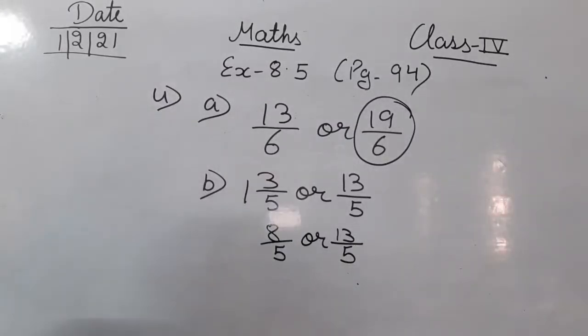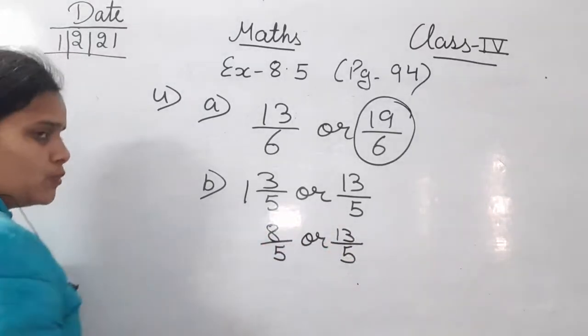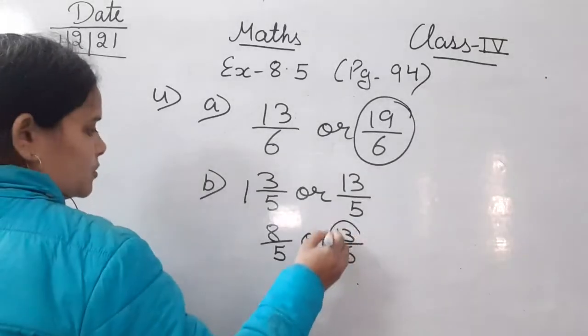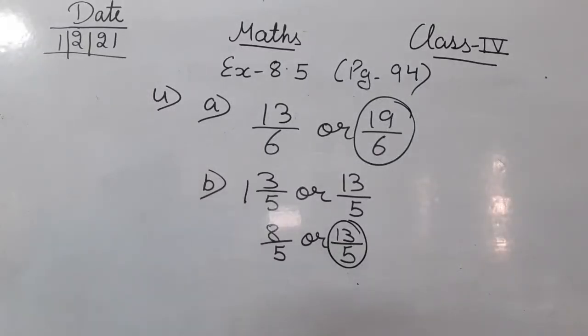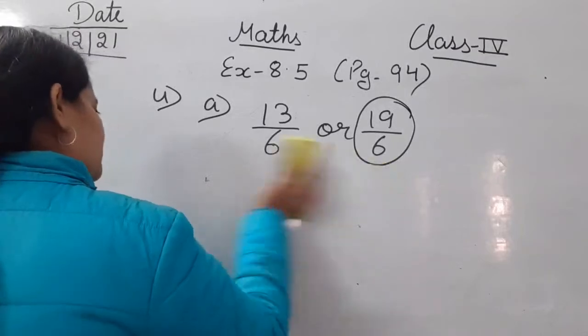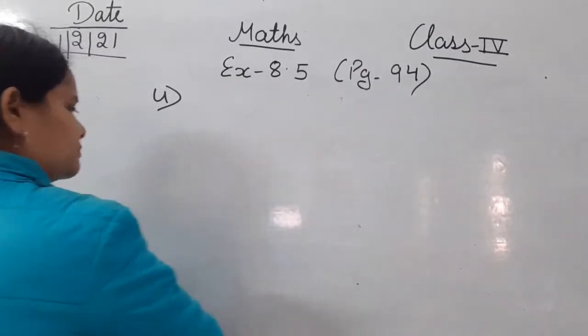So how can you compare them? First, you have to change them into like fractions. So it is 8/5 and 13/5. Which one is greater? That is 13/5. So 13/5 is the greater fraction. Okay, let's move next to the C part. Now we are moving to the C part of the question.